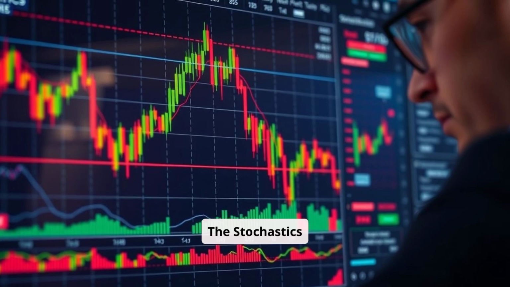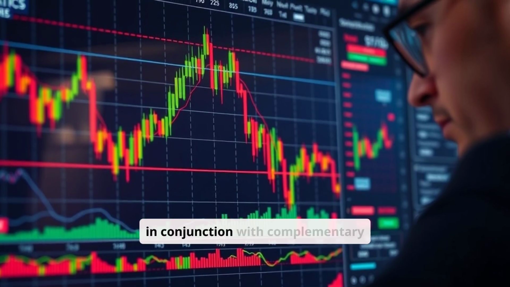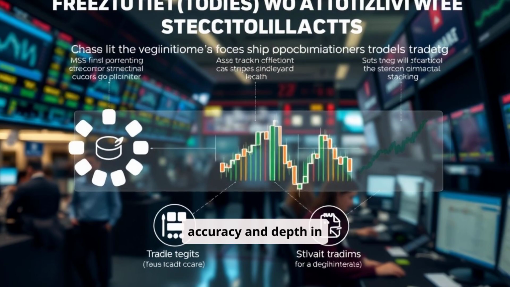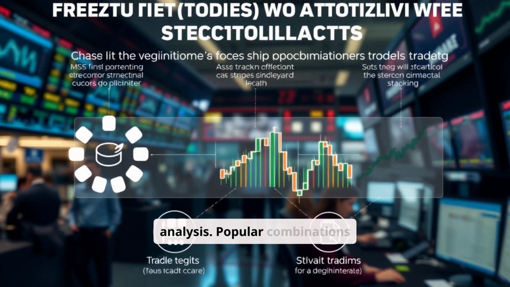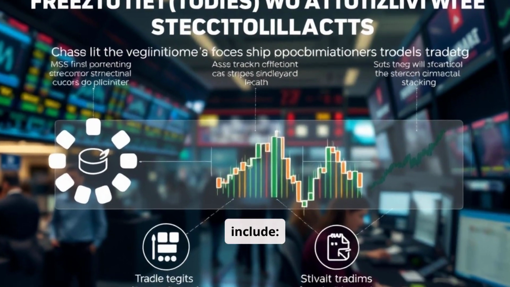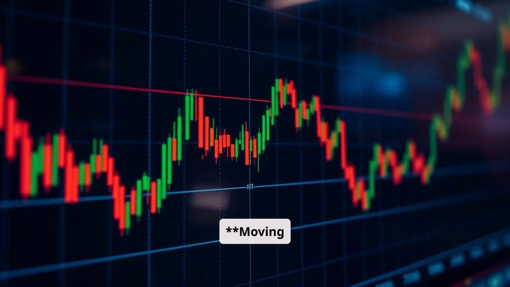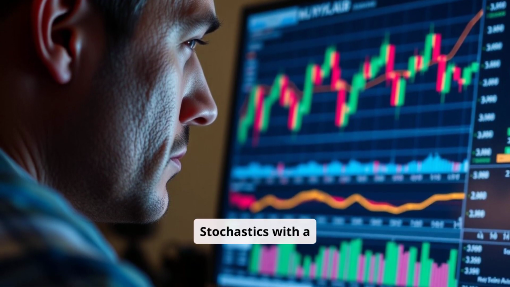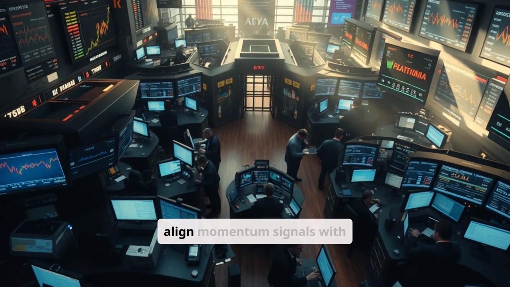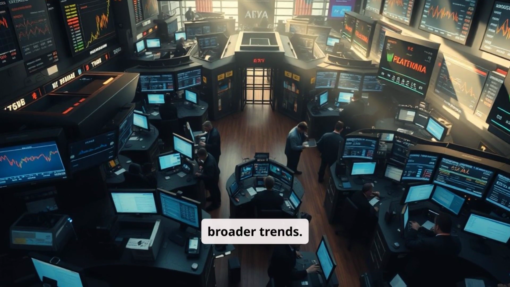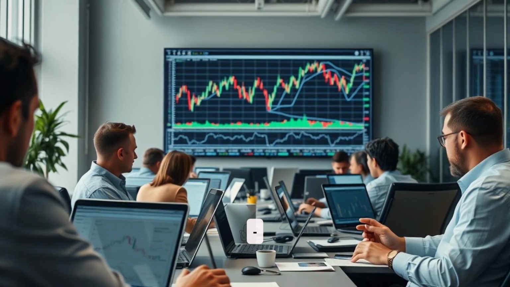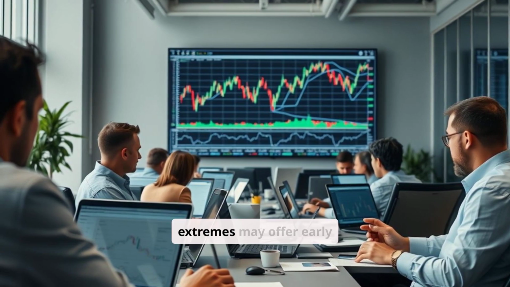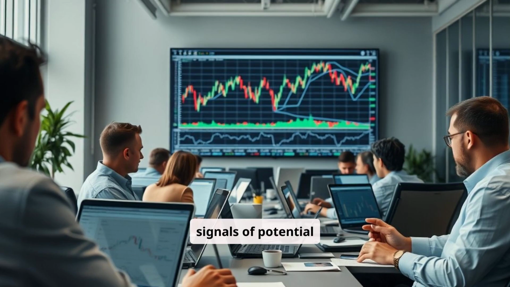The Stochastics Indicator excels when used in conjunction with complementary tools to enhance accuracy and depth in analysis. Popular combinations include: 1. Moving averages. Pair stochastics with a 200-period moving average to align momentum signals with broader trends. 2. Bollinger Bands. Crossovers near Bollinger Band extremes may offer early signals of potential reversals.